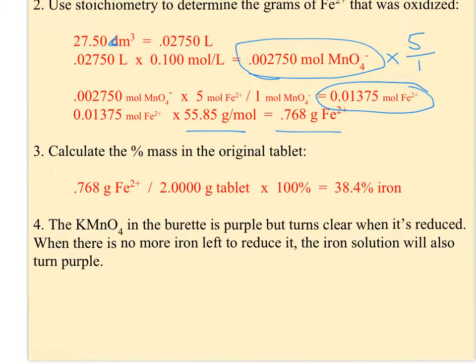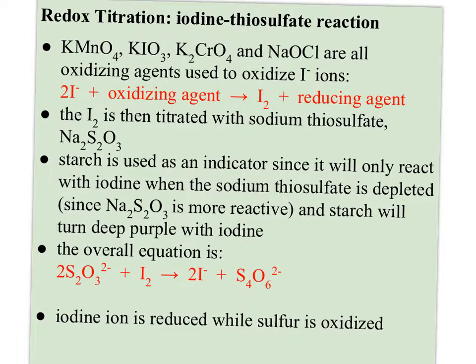And finally, how do I know when the reaction is done? Well, it's the KMnO4 that's purple, so that would be in my burette being dropped into my iron solution. And as it drops in, we would see purple persist and then turn clear as it reacts with the iron. And at some point, the KMnO4 will have no more iron to react with, and at that point, the flask will remain purple. So when the iron solution turns from clear to purple, we know our titration is complete.